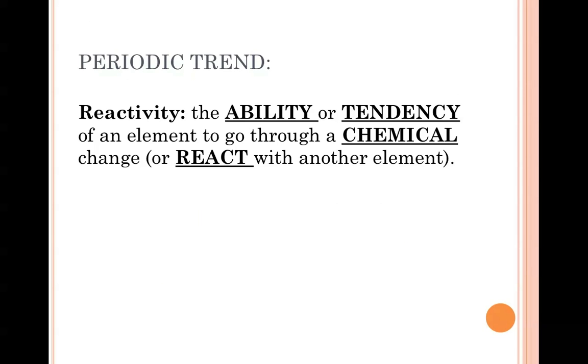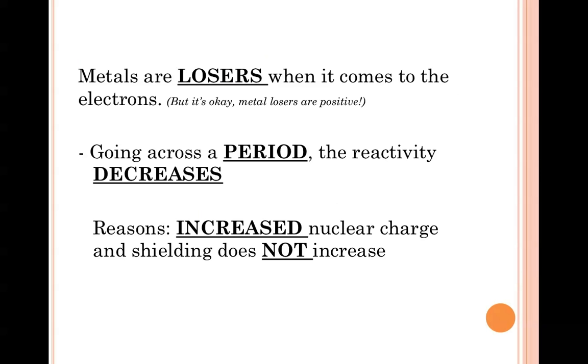So one last trend I want to discuss is reactivity. This is the ability or tendency of an element to go through a chemical change, so basically to react with another element. So metals are the losers of the periodic table, but don't worry, metal losers are positive because they lose electrons. Okay, so as you go across a period, the reactivity of our metals decreases. That's why group 1 metals are the most reactive, and yet our transition metals are the least reactive.